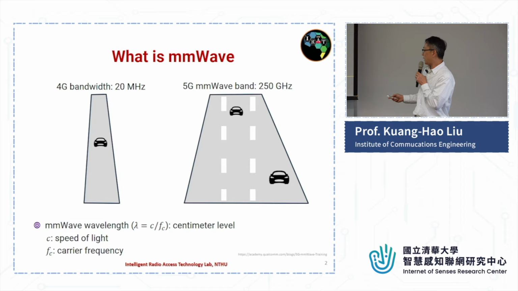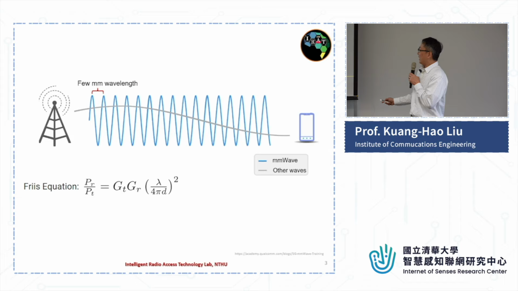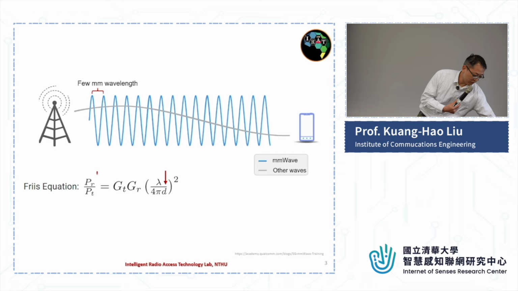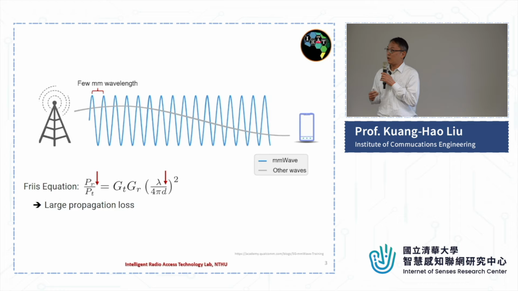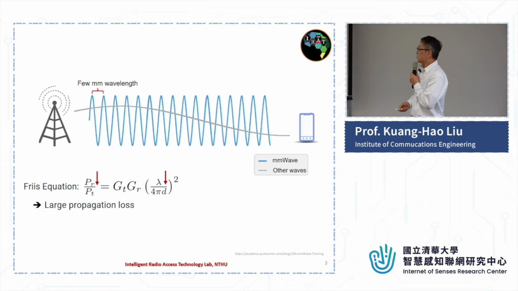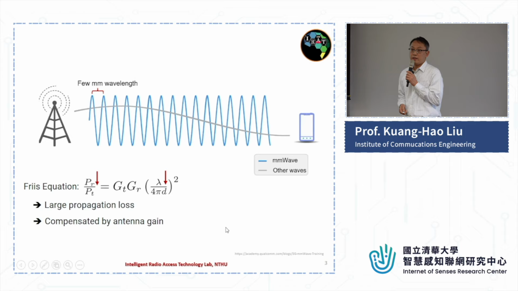So what will happen with a small wavelength, which is centimeter level in millimeter wave? Another equation will show you the physics, where it says that the received power will be proportional to the wavelength. Or in other words, when you have a very small wavelength, then you expect that the received power will be much lower than a signal with a larger wavelength. So that means we need to compensate the loss due to a small wavelength. And how can we do that? One way is we can use antennas with directivity to enhance the signal strength.